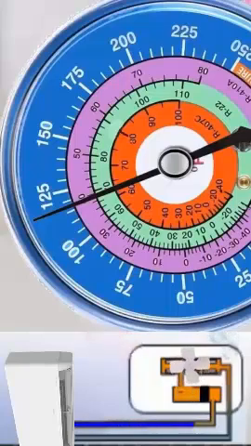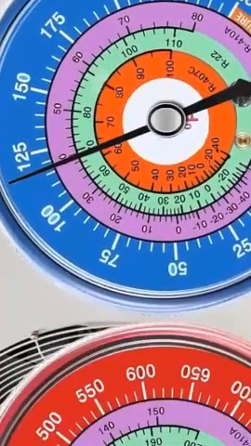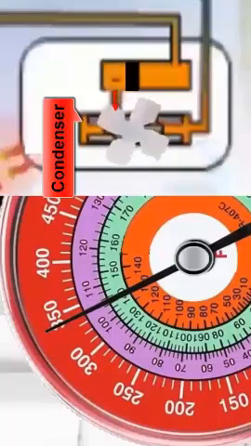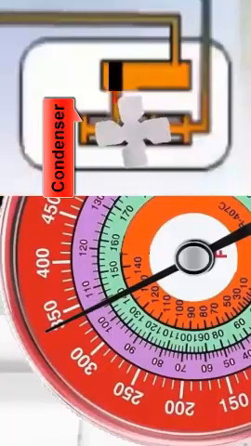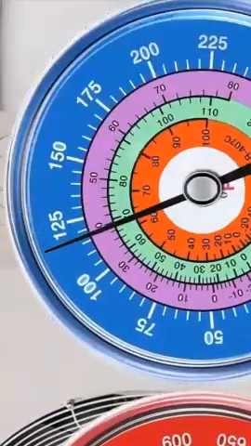When the air conditioner is running, the compressor draws refrigerant from the evaporator, or indoor coil, generating the low side pressure. It then discharges the refrigerant into the condenser, or outdoor coil, where the accumulated refrigerant raises the high side pressure.